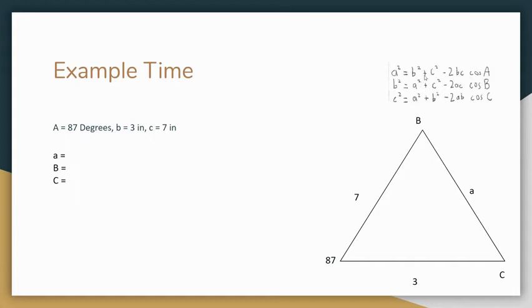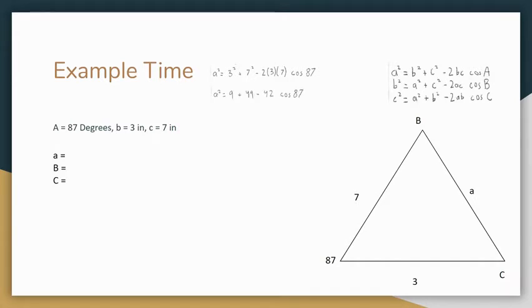So we're going to get started by solving for side A, because it will make solving for angles a lot easier. So we plug everything in, we get A squared equals 3 squared plus 7 squared minus 2 times 3 times 7 times the cosine of 87.